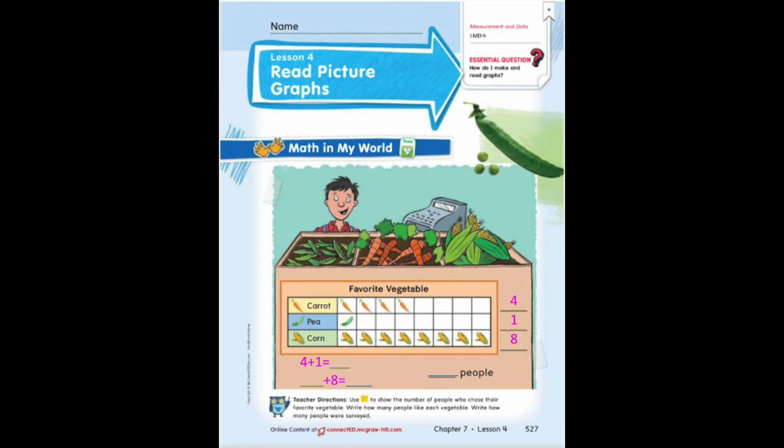One strategy to solve this is to add the first two numbers together. So add 4 and 1 together. Then you are going to take the answer from that addition problem and add that to the last number, the third number. So you're going to put the answer from 4 plus 1 and then add 8 to that. And that will tell you how many people were surveyed in all.